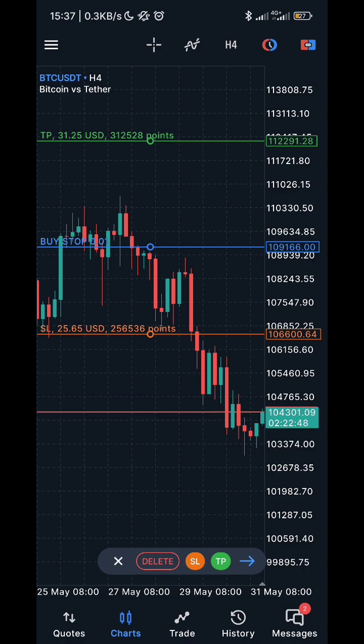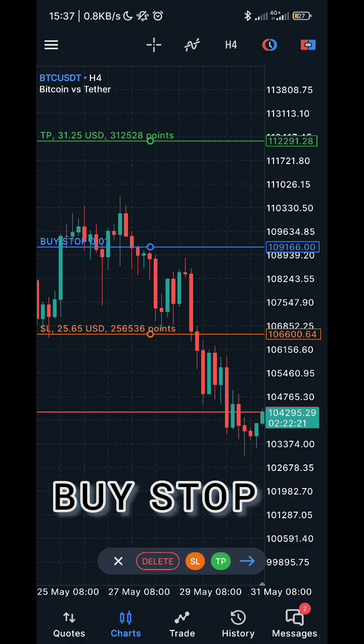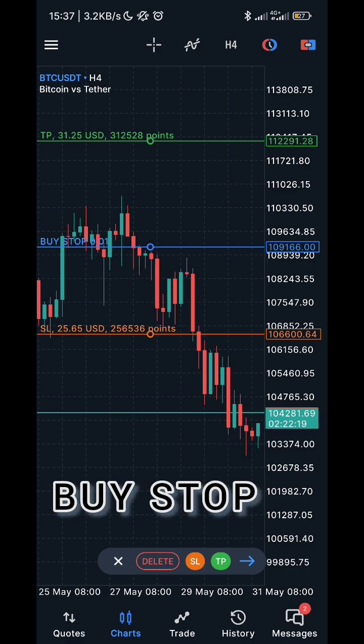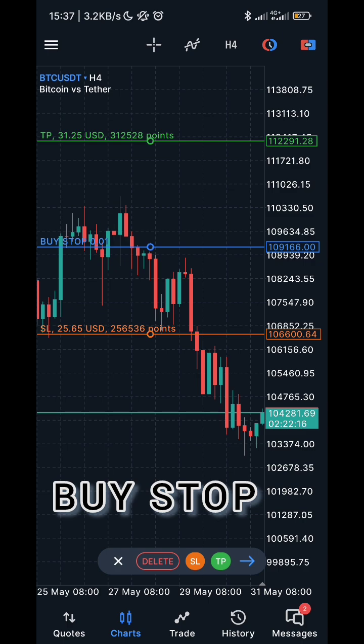Now, why did I pick a buy stop? There are things called pending orders, like I said earlier. Pending orders means that the market is not yet where you want it to be. So currently, if you look at this trade, look at where the market is, 104,301.09. Okay? But I want to enter the market when it gets to 109,166. Now, a buy stop means that I'm expecting that the market will go up, hit this blue line.